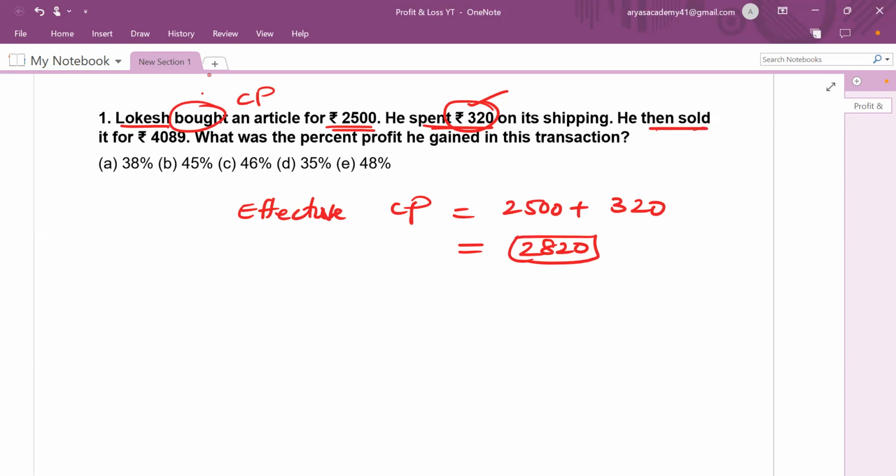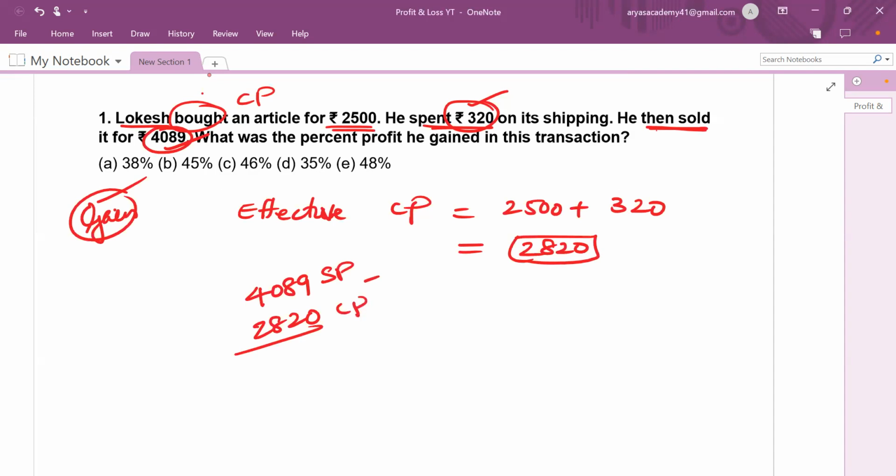Then he sold it. He sold it for how much? 4089. By just looking at the value, you can definitely say there is a gain or profit, right? Because the selling price is more than the cost price. But you should know the value. How much is the value? You have to subtract the effective cost price from the selling price. Selling price minus cost price will give you gain or profit. You already know this, right? That's why I told you concept is really important.